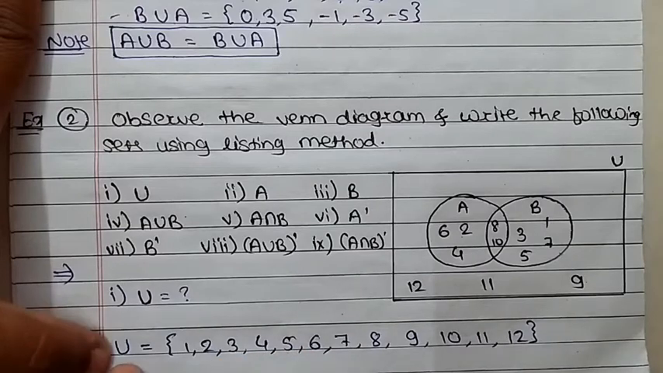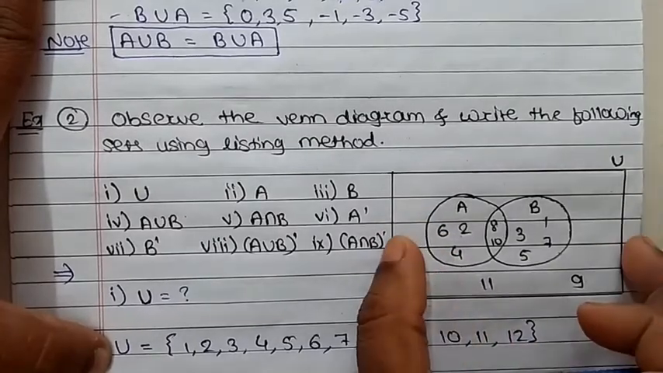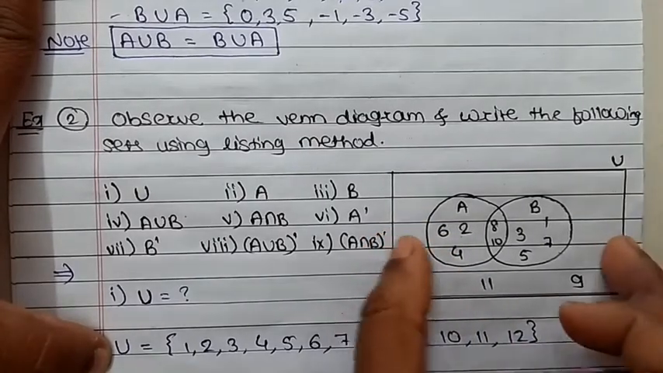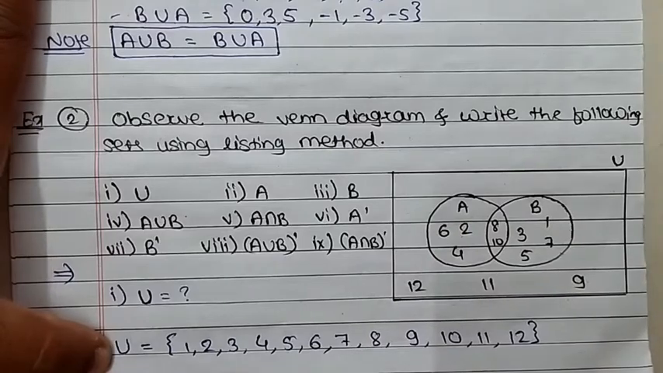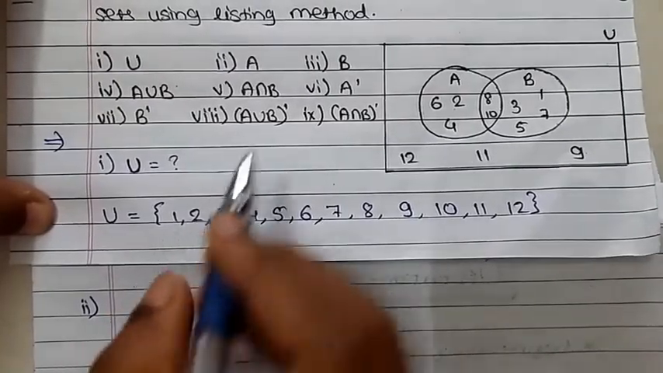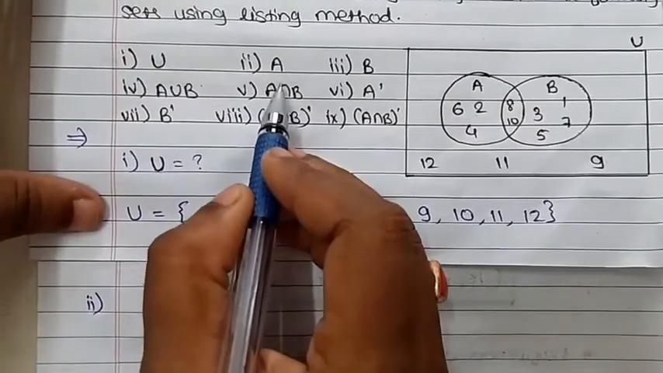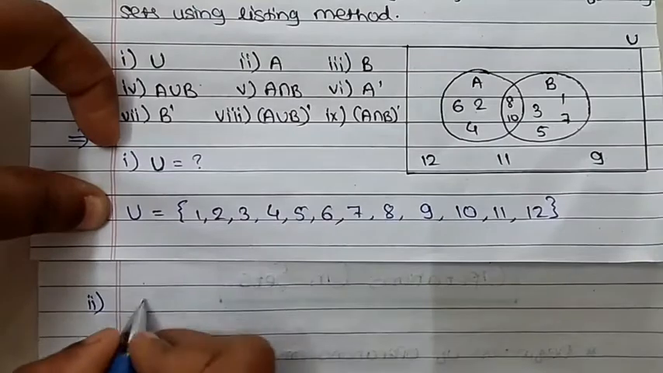Correct. How to understand, how to write this universal set? All the elements between this rectangle are included in the universal set. Okay. Next, we want to calculate set A. Second one is what? We want to calculate set A. So how to calculate set A here?